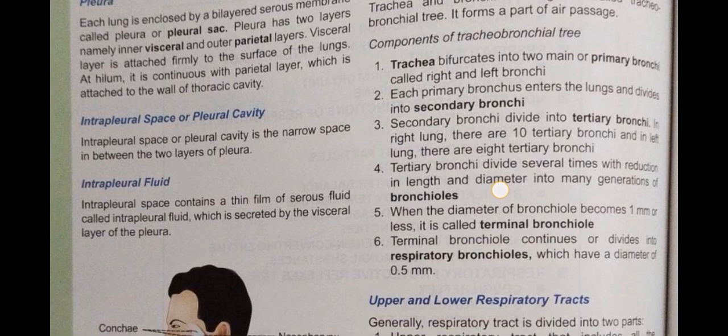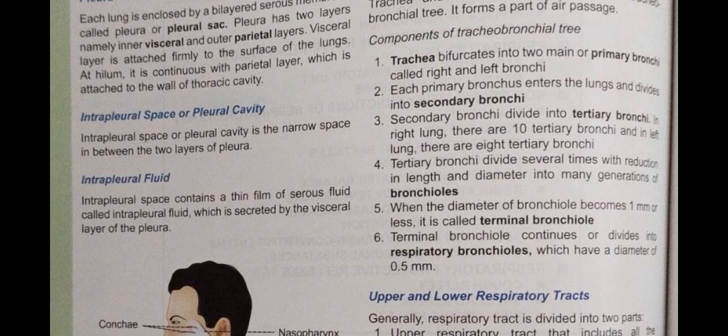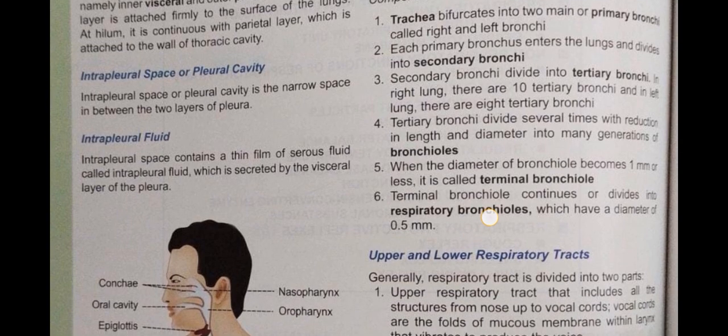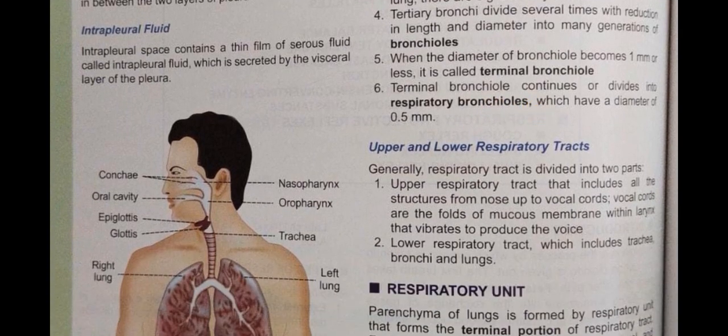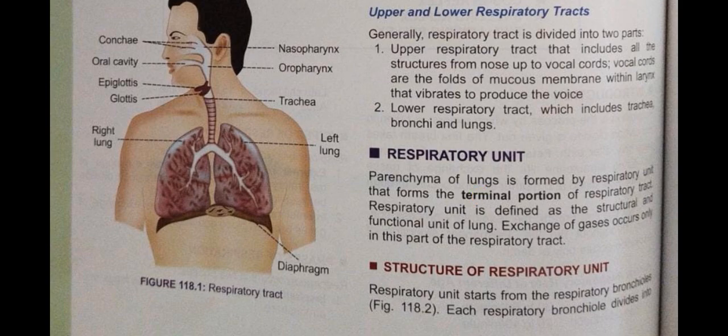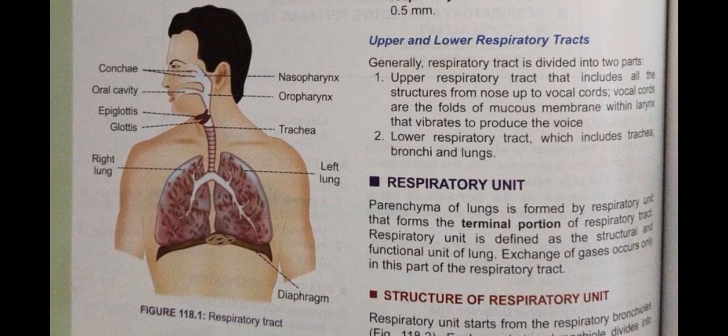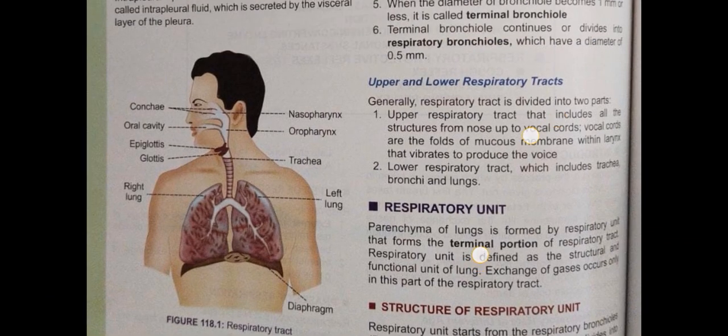Then intrapleural fluid. The intrapleural space contains a thin film of serous fluid called intrapleural fluid, which is secreted by the visceral layer of the pleura. Here we could see a picture of the respiratory tract: the nasopharynx is there, the oral cavity is there, epiglottis, glottis, right lung and left lung, the trachea region, along with the diaphragm.